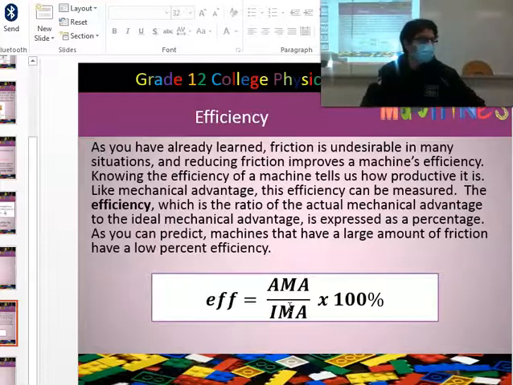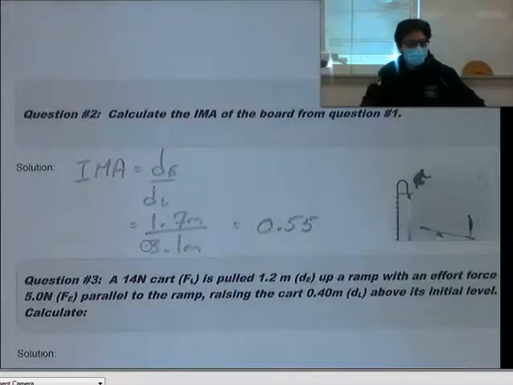If you manage to get your machine to have as little friction as possible, then actual will be very close to ideal and you'll have a high efficiency. Which is what you want. The more friction you have, the less your efficiency is. And we can calculate this as a percentage. So let's try question 3.